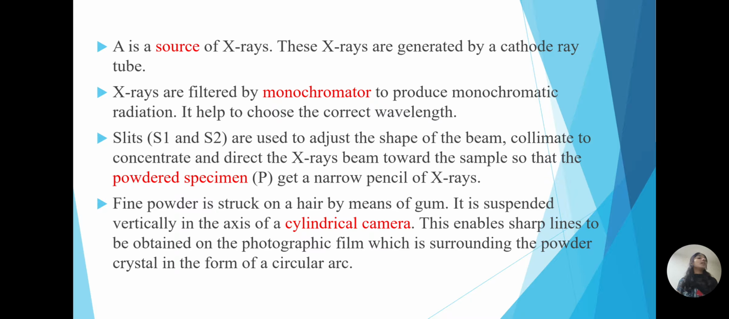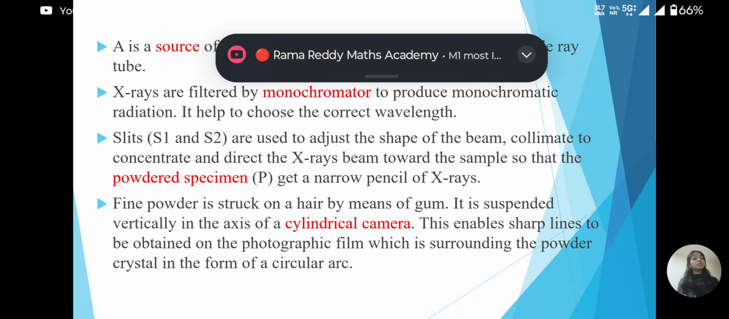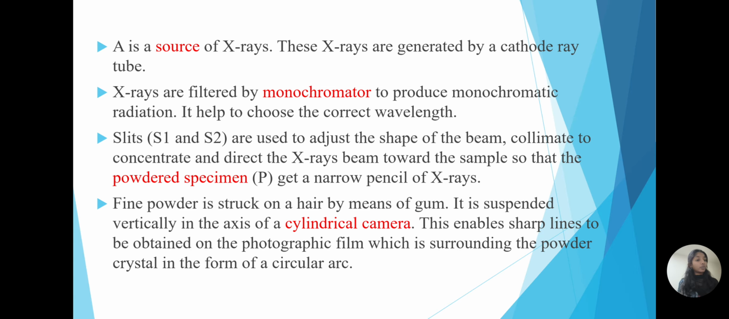Narrow means the top is like a dot; it is called a narrow pencil of X-rays. Fine powder is stuck on a hair by means of gum. It is suspended vertically in the axis of a cylindrical camera. This enables sharp lines to be obtained on the photographic film, which surrounds the powder crystal in the form of a circular arc.